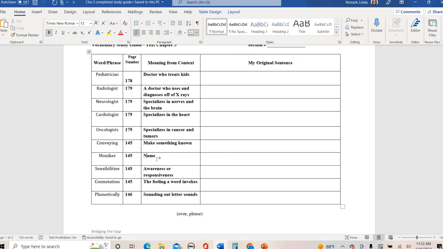The word conveying is to make something known. So if you want to convey something, then you want to be able to make it known.